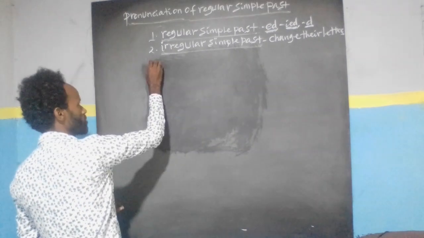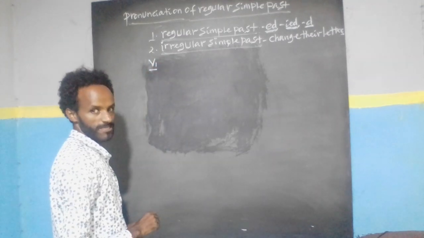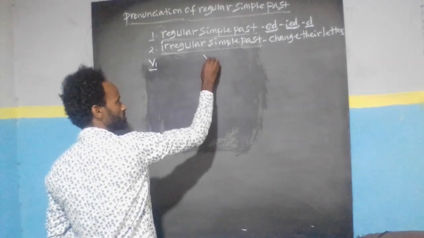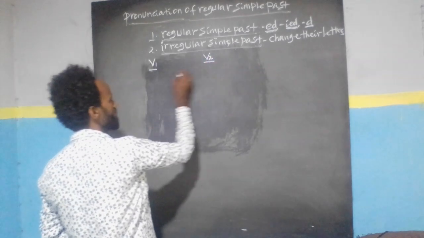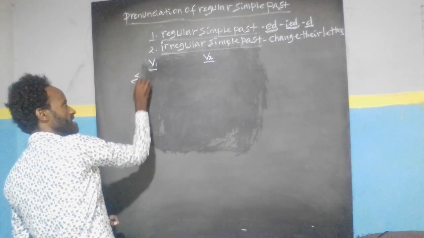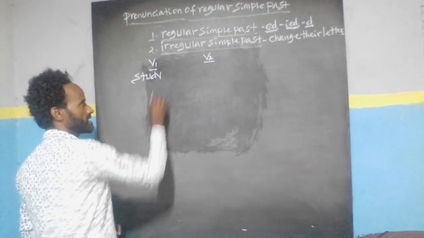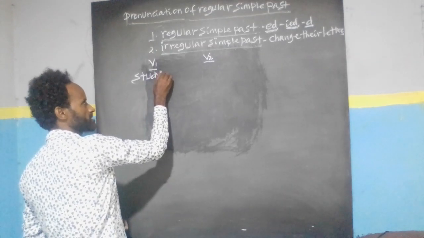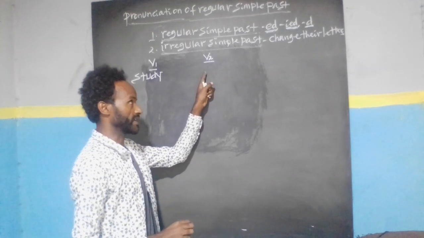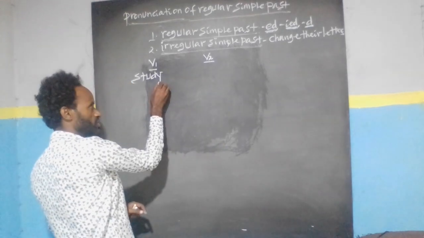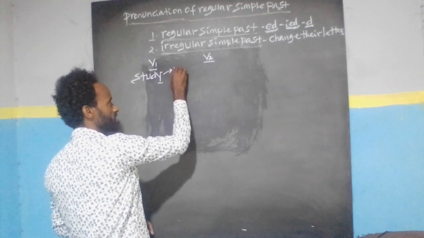So, let me say this one. The first verb is what? Verb 1, or we call this the simple present. And verb 2, which we call what? Simple past. And when we change this one, for example, the verb which says he studies, and this is the V1 or the simple present. If I want to make this simple past, and that type of verb is the regular simple past, I can change Y into I. Y can be changed into I.